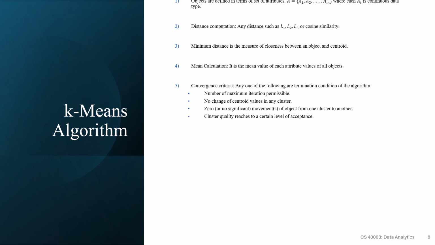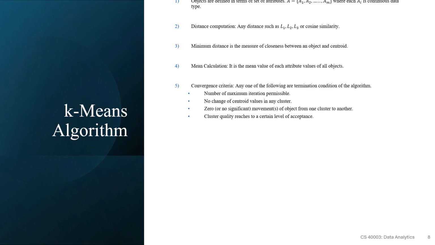Here objects are defined in terms of a set of attributes. Capital A equals A1, A2 up to AM, where each A is a continuous data type. For distance computation, any type of distance computation can be used, or cosine similarity. Minimum distance is a measure of closeness between an object and the centroid value. Fourth one, mean calculation. It is the mean value of each attribute over all the objects.